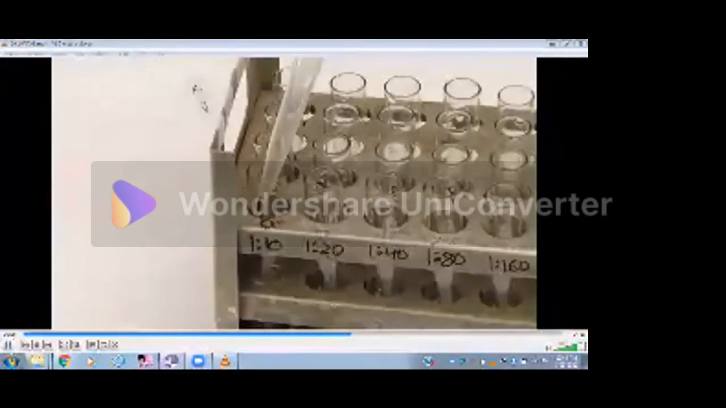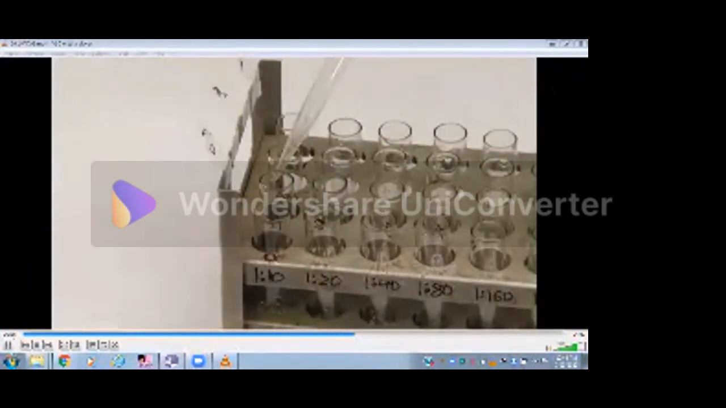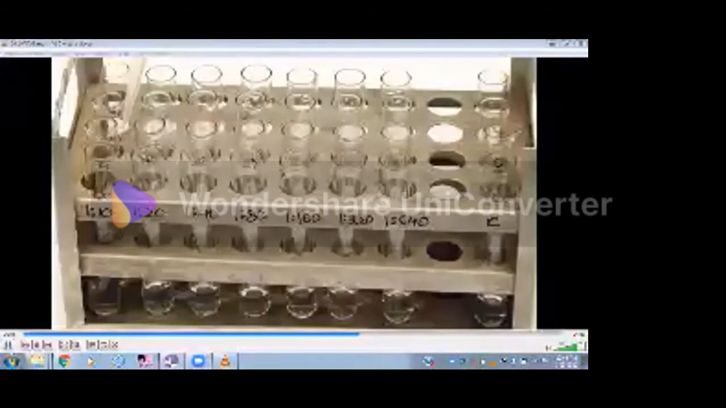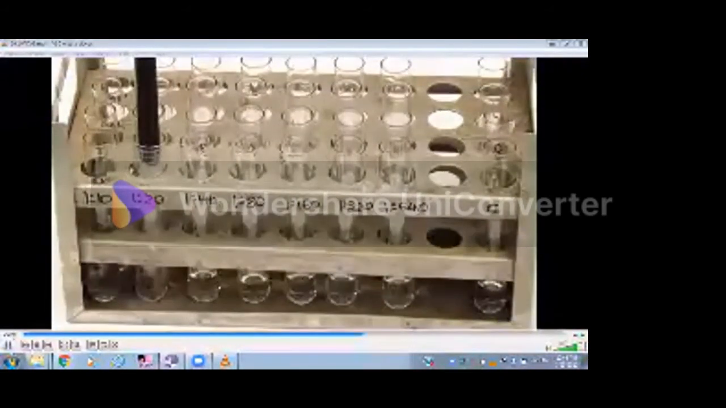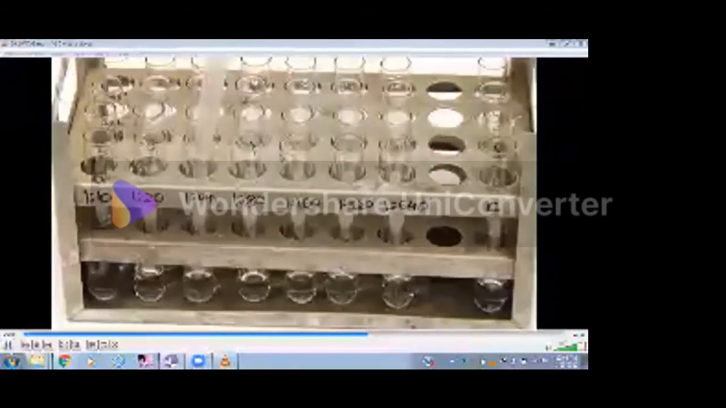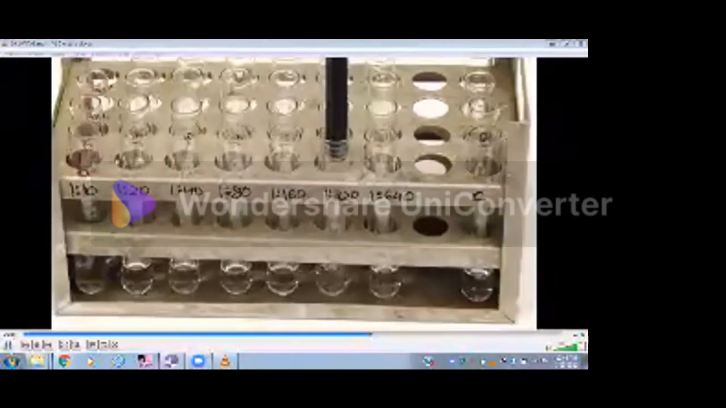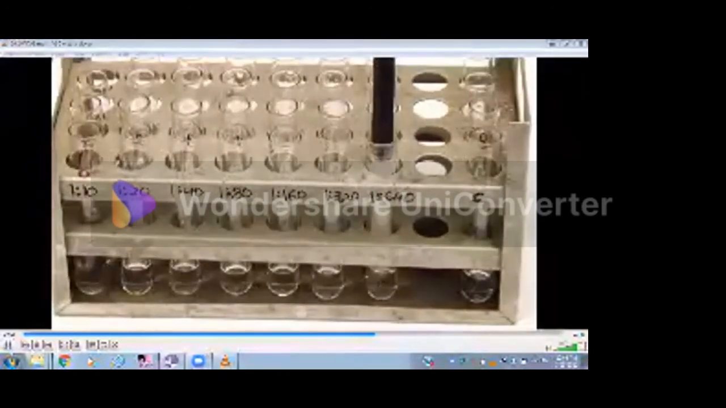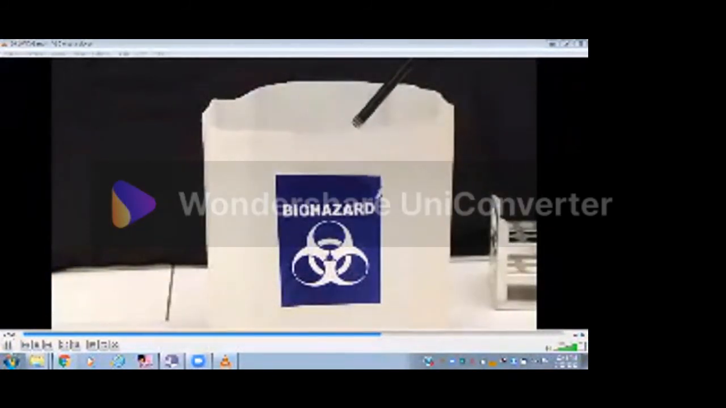To tube number 1 of all sets, add 0.1 milliliters of serum sample to be tested and mix well. Transfer 1 milliliter of the diluted serum sample from tube number 1 to tube number 2 and mix well. Transfer 1 milliliter of the diluted serum sample from tube number 2 to tube number 3 and mix well. Continue the serial dilution till tube number 7 in each set. Discard 1 milliliter of the diluted serum from tube number 7 of each set.